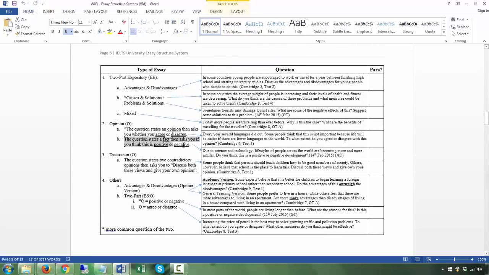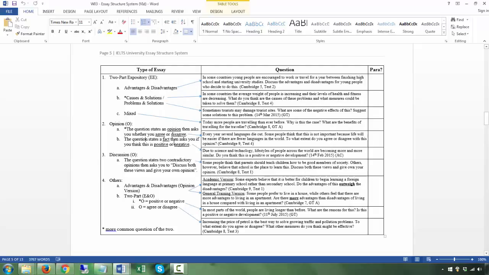This is the second kind of opinion. The question states a fact, then asks you if you think this is positive or negative. Just now, it was the question states an opinion. This is the opinion at least. This is the main opinion. Of course, this is a fact. This sentence is a fact, but this is the main opinion. And then it asks you, do you agree or disagree?